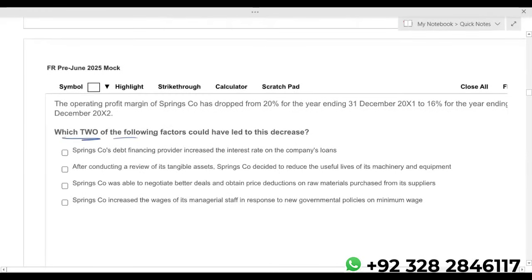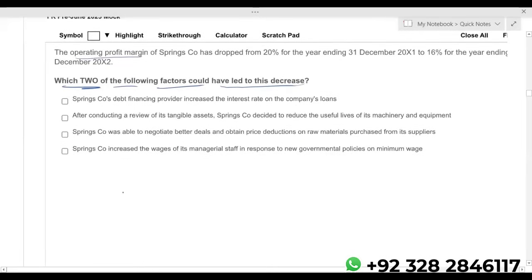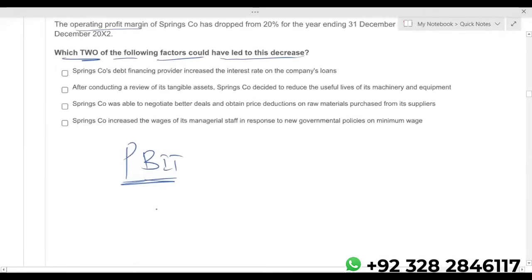Which two of the following factors could have led to this decrease? Okay, let's read. The operating profit margin, PBIT. Operating profit margin is equal to PBIT upon sales. This is a normal formula.